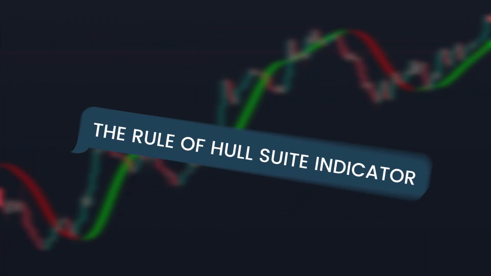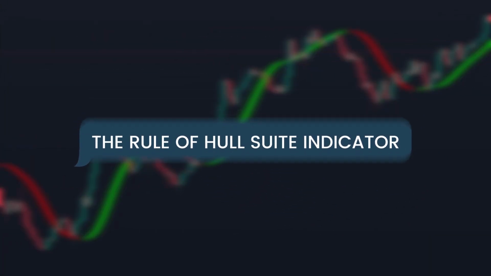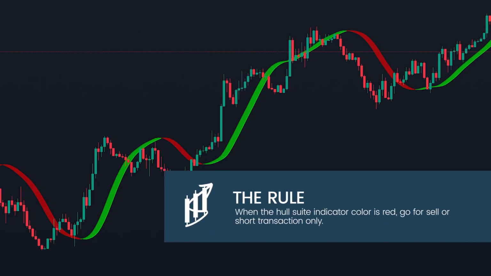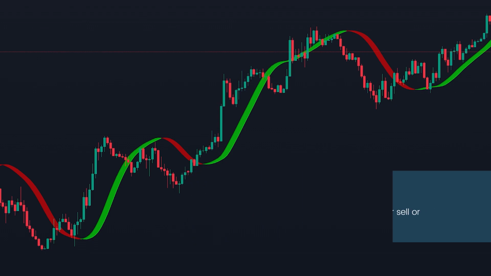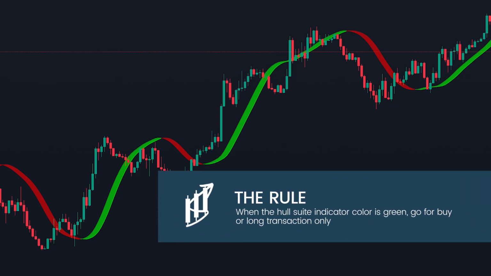The rule of Hull Suite Indicator. We will look for the Hull Suite Indicator. When the Hull Suite Indicator color is red, go for sell or short transactions only. When the Hull Suite Indicator color is green, go for buy or long transactions only.